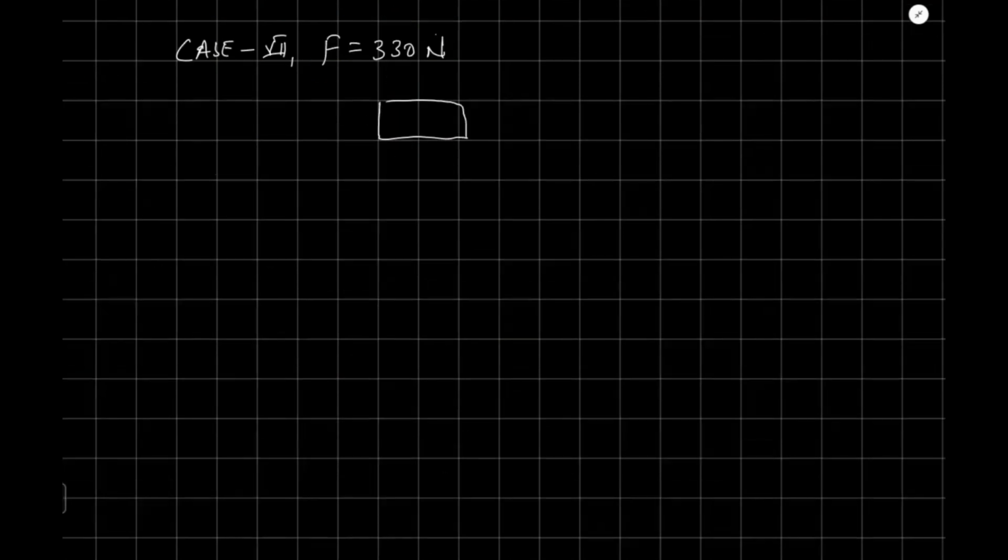How we'll do it again? We'll make a free body diagram of block A. On this one 120 Newton. This is the block B. On this one, let's assume this force that is acting is 330 Newton.